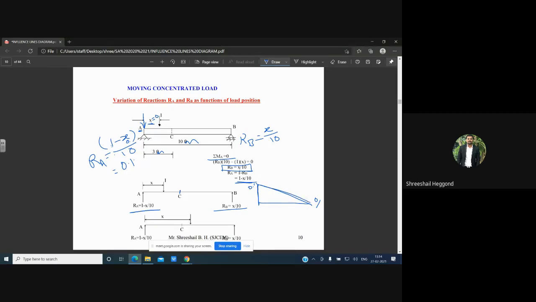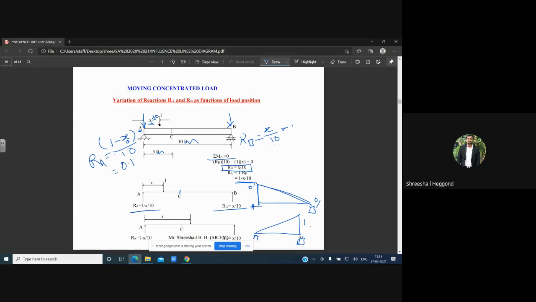Similarly, if I write x equal to 10 meter, then the load will be acting at this point. At that point, x is 10, and 10 divided by 10 is 1. The diagram for RB can be drawn like this. This is RB. RB can be the maximum value at the other end. If this is A and this is B, this will be 1 kilonewton.